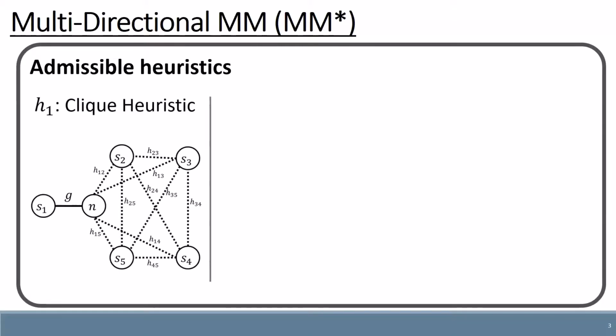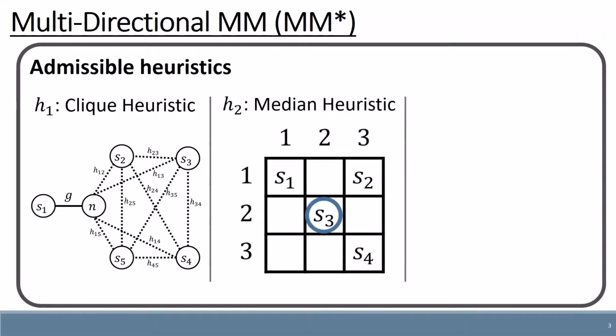H1, the clique heuristic, uses a classic heuristic such as a straight line heuristic between each two locations to compute a heuristic for the meeting location. H2, the median heuristic, is designed for grids. We compute the median location over both dimensions of the grid. This location is an optimal meeting location for an empty grid, and thus is admissible for grids with obstacles.